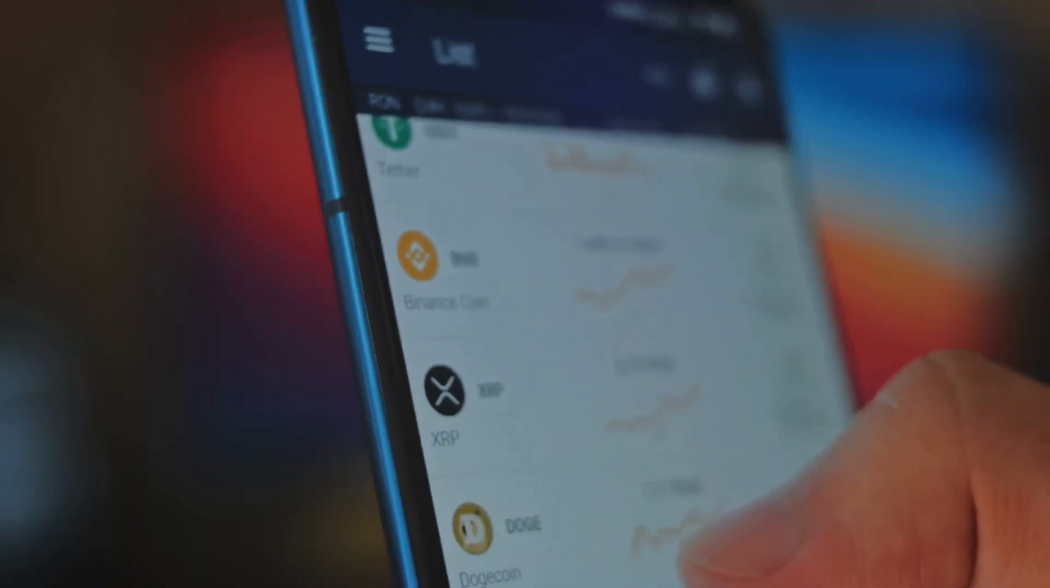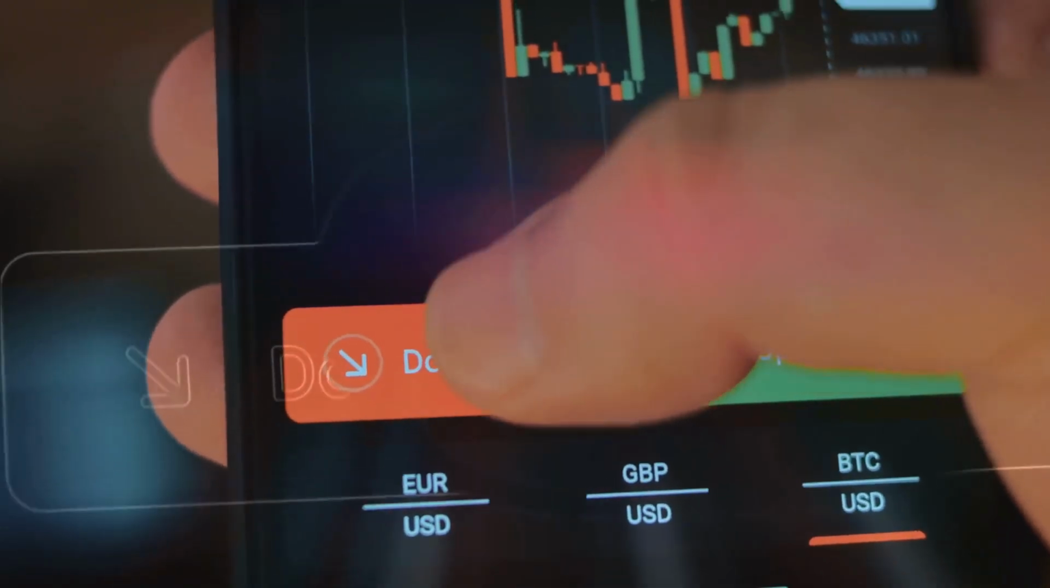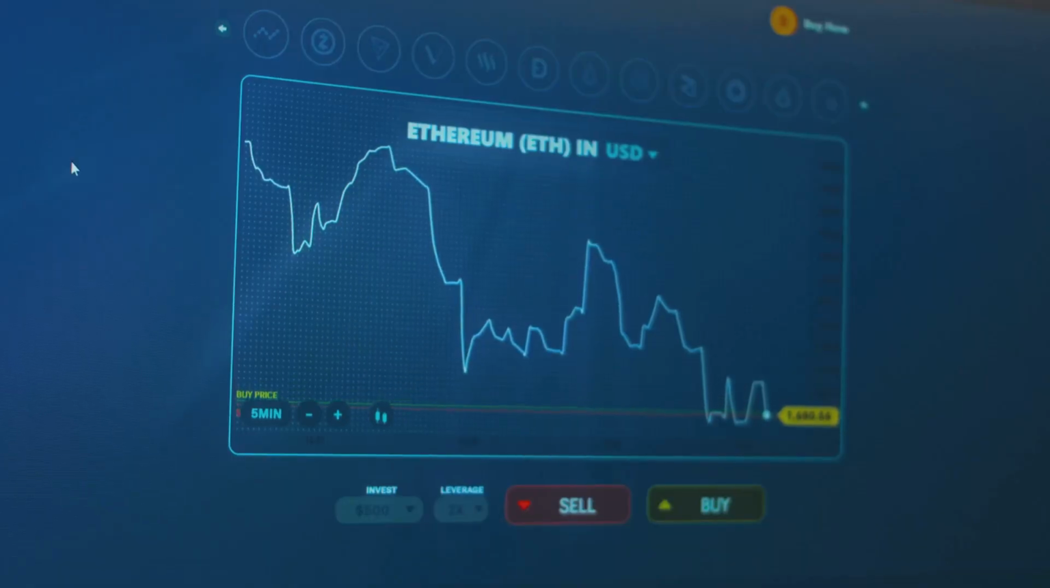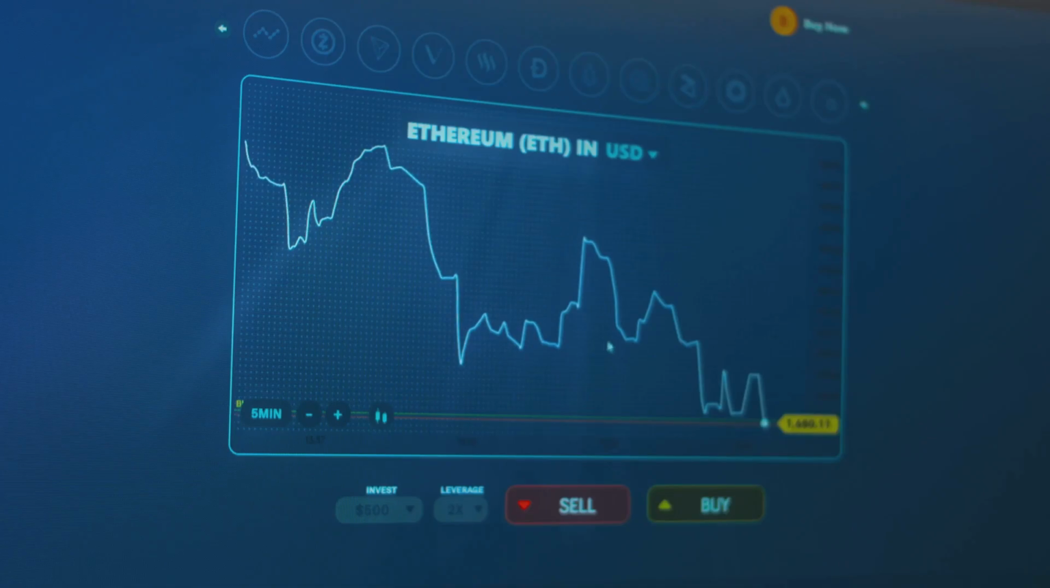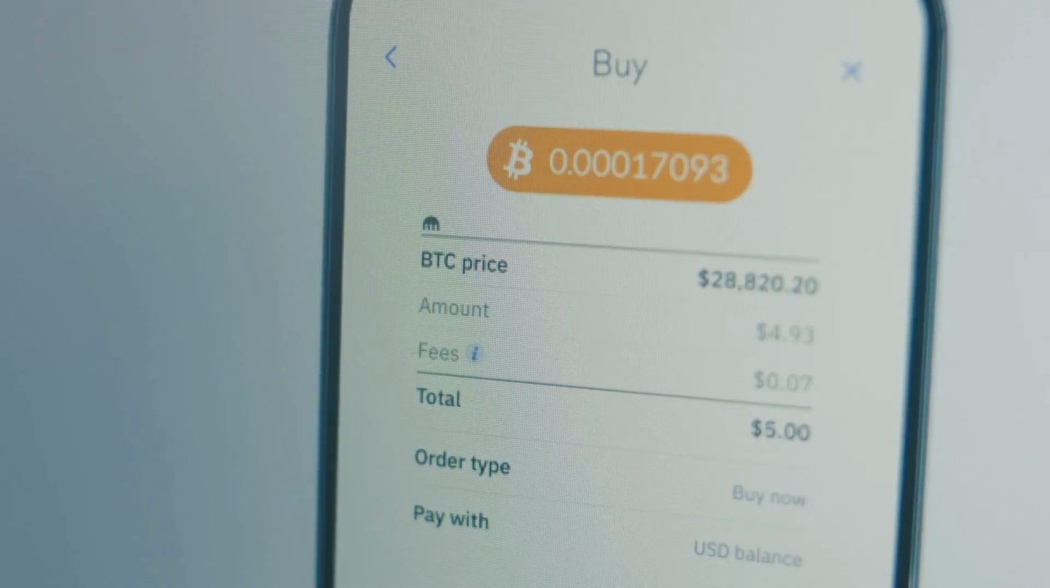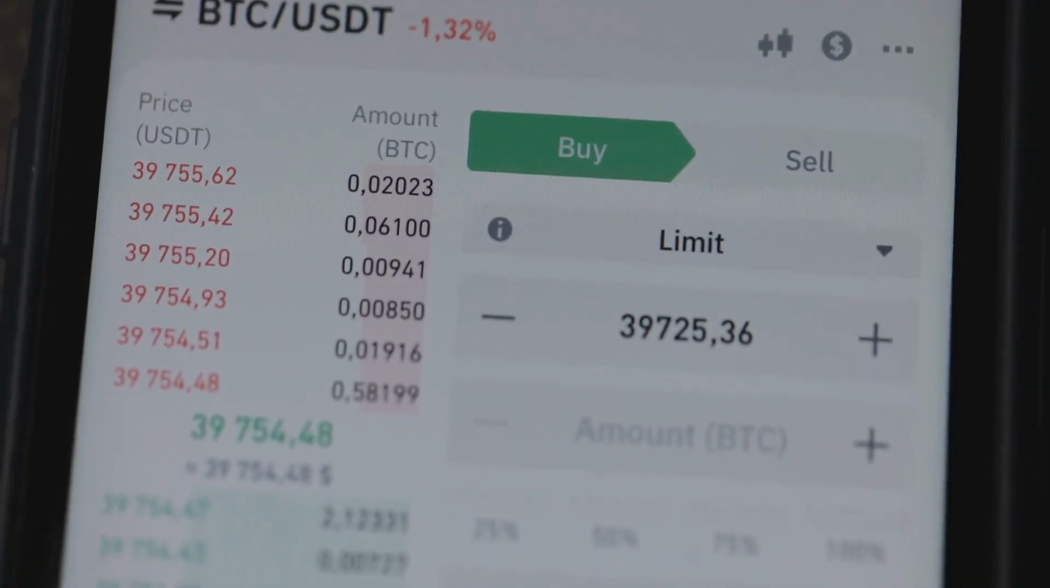Crypto arbitrage is the process of buying a cryptocurrency on one exchange, where it's priced lower, and selling it on another exchange where it's priced higher, pocketing the difference. For example, if Bitcoin is $100,000 on exchange A and $100,300 on exchange B, you can buy it on A and sell it on B for a quick profit.